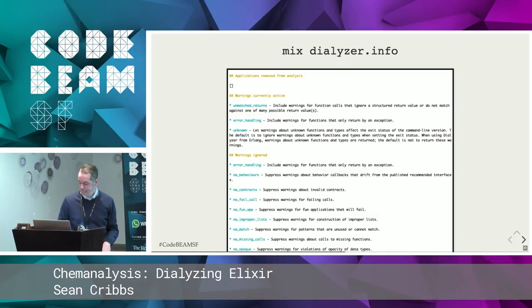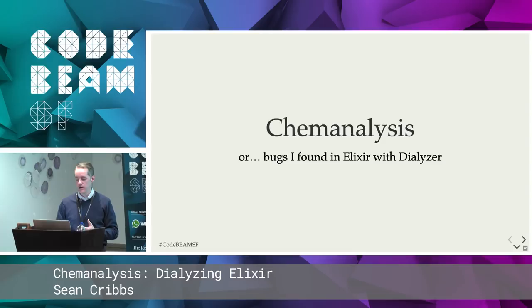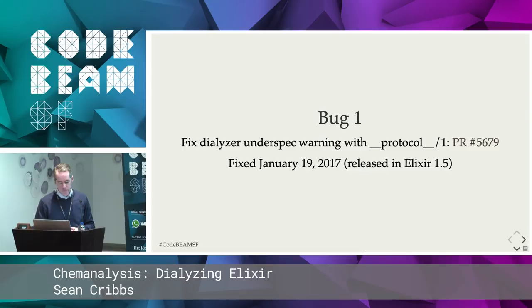Okay, so that's enough about the tools and why you might want to use Dialyzer. Let's get to the fun part, which is the chem analysis, or bugs I found in Elixir and Dialyzer. And remember, these are possibly misunderstandings, and you'll see why. So the first bug: earlier I mentioned that the underspecs flag found me some bugs. This is the first one that I found that I really want to talk about. And again, many bugs found by underspecs are more misunderstandings.